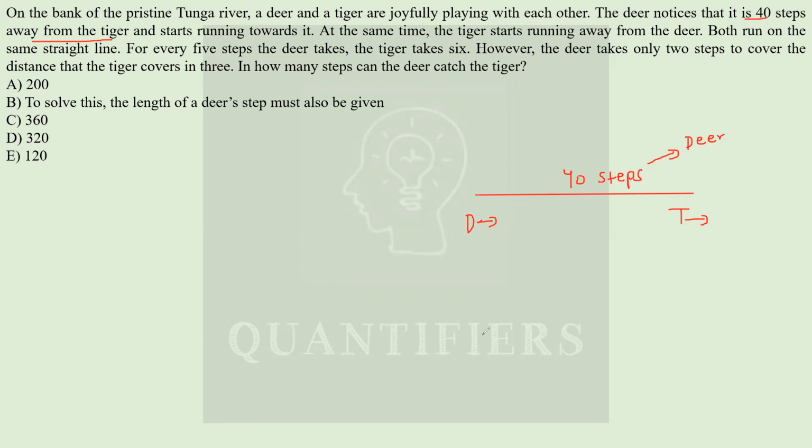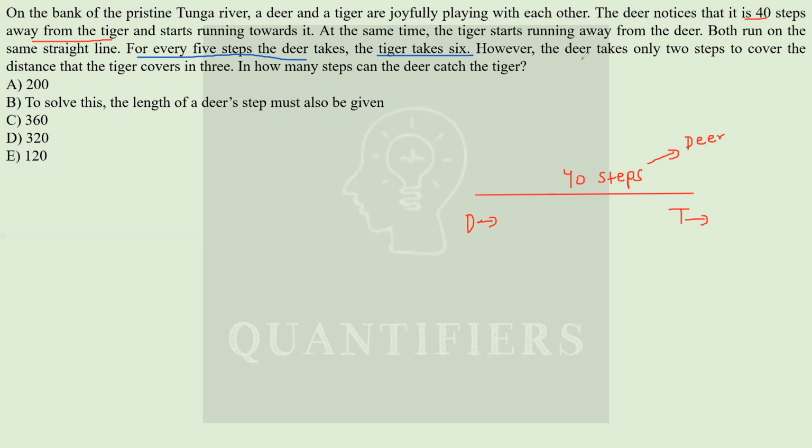Now, students, these two lines are very important. When deer is taking 5 steps, tiger is taking 6 steps. Okay. So here they are talking about the time. That means when deer takes 5 steps, in the same time, tiger is going to take 6 steps.